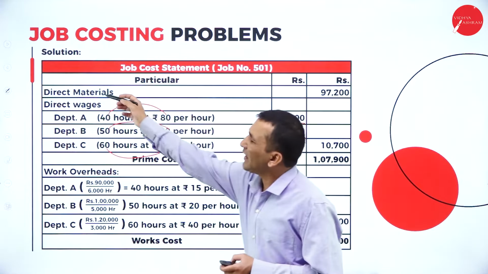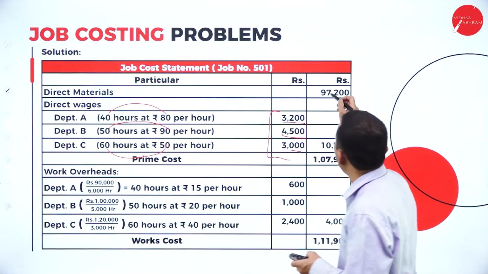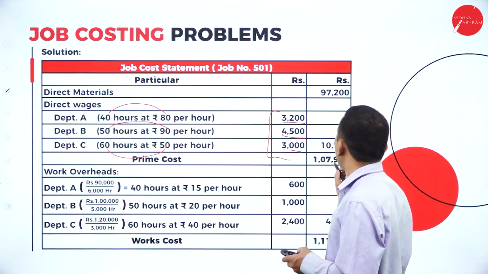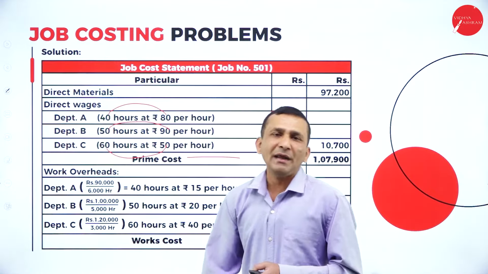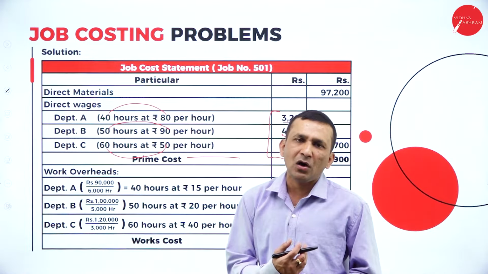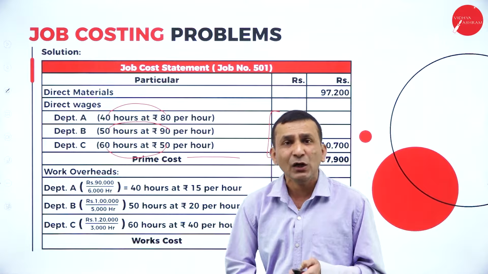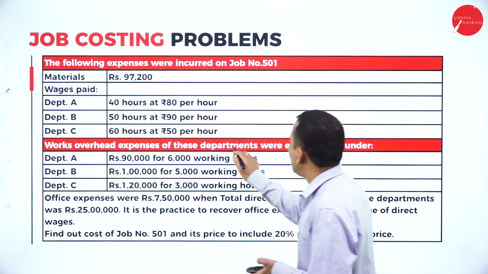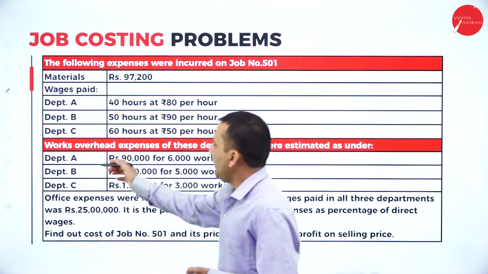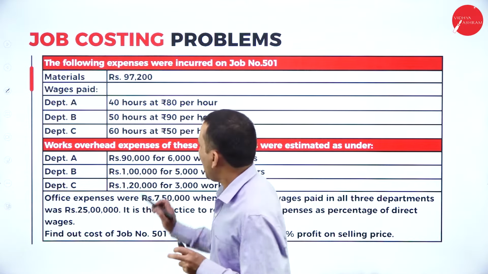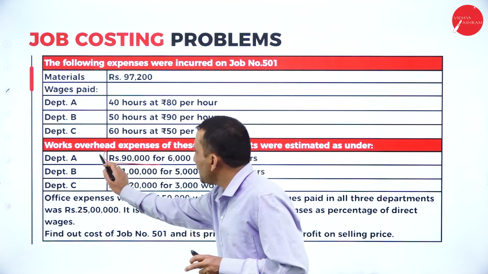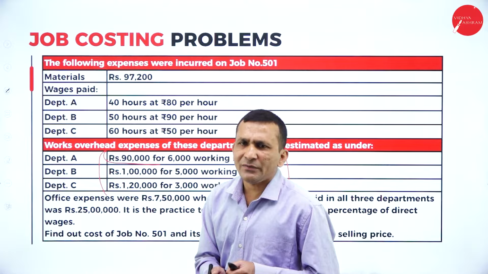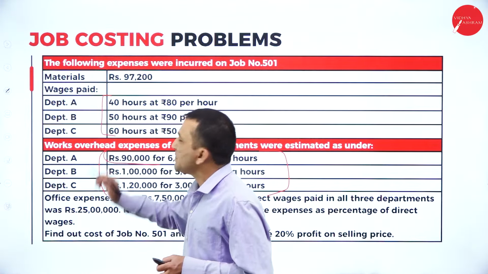Now what we are doing is adding direct material 97,200 plus 10,700. If you add, you get 1,07,900, which is nothing but your prime cost. Once you have calculated prime cost, now we go for adding the overheads. The information is provided: work overheads expense of these three departments, department A, department B, department C. This information is provided to find out the rate. So what about the normal working hours? The normal working hours are clearly specified in the question.